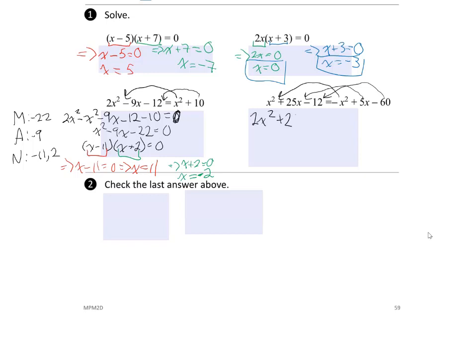Plus 20x, because 25x minus 5x. And then negative 12 plus 60 will be plus 48. So that equals 0. Now, we factor like we normally would. We might have to use the X-box method or the modified method, whatever you prefer. In this case, we actually just take out a common factor of 2, and we're left with x squared plus 10x plus 24 equals 0.